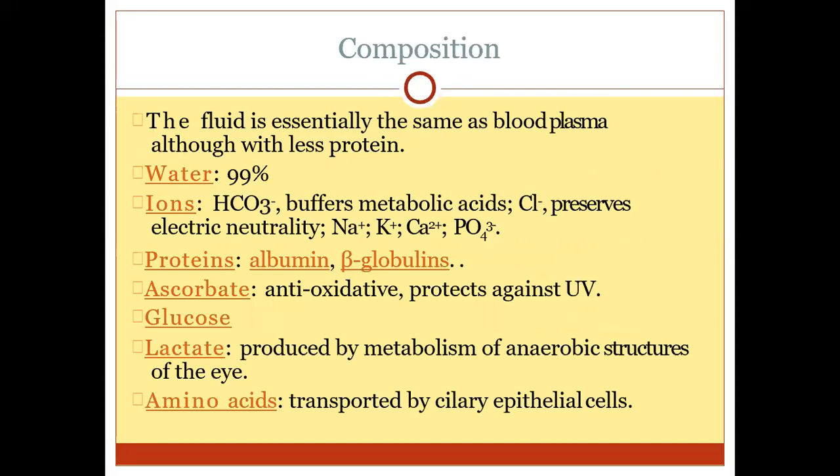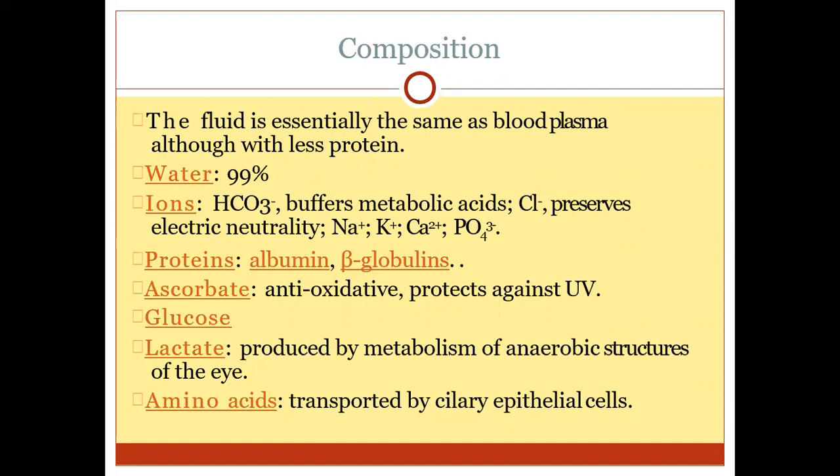Coming to the most important part of the aqueous humor, that is composition. We already said it is a liquid, thin, watery, colorless substance, 100%. So what are the contents or composition? The fluid is essentially the same as blood plasma, although with less protein. They said the composition is almost the same as our blood plasma, but the only difference is that proteins are less. Let's see the contents. 99% water is there. So the remaining 1% has the rest of the things.